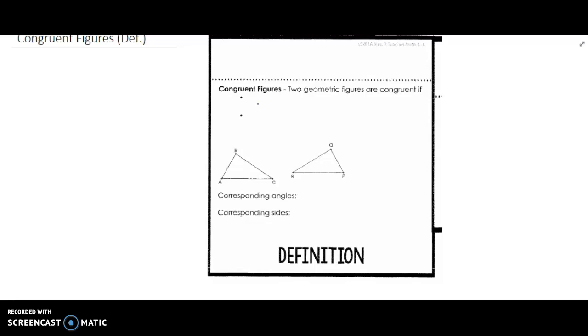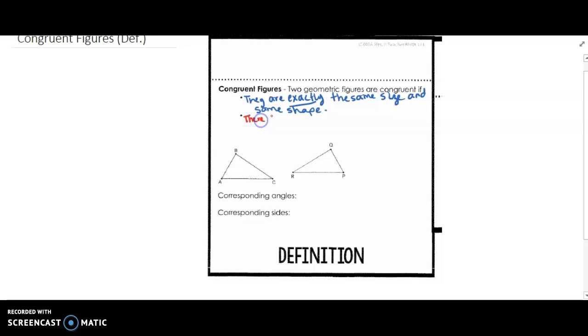All right, so let's first define what congruent figures are. There's 2 parts to this. You might want to write kind of small because there's a little bit to write here. 2 geometric figures are congruent if they are exactly the same size and the same shape. And we'll talk about the second one a lot more in a little while.